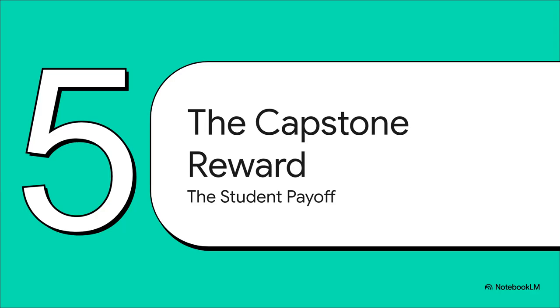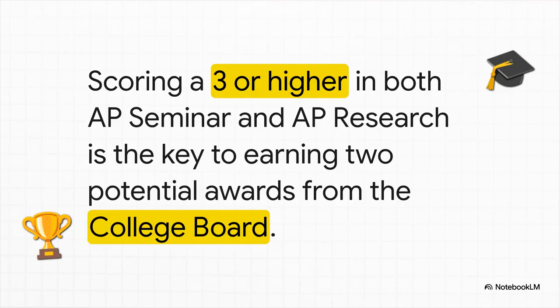So, after all this blood, sweat, and research, what's the big payoff for the students? Well, beyond the incredible skill set they walk away with, completing the AP Capstone program comes with some pretty serious bragging rights from the College Board. So here's the deal. The magic number is 3. If a student can earn a 3 or higher on their final assessments for both AP Seminar and AP Research, they unlock the door to 2 different levels of official recognition.